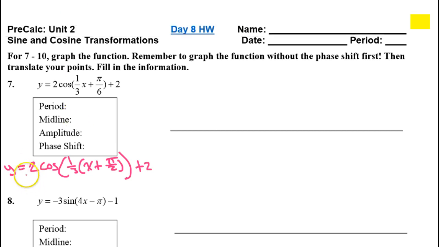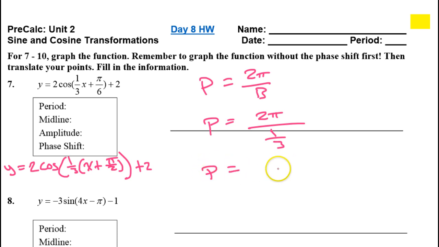Alright, so the period is given by the a value here. No, that's false. The period is 2 pi over the b value. The b value in this case is 1/3. So that means the period is going to be 2 pi divided by 1/3. And again, when you divide by a fraction, you multiply by the reciprocal. So the period is going to be 6 pi.